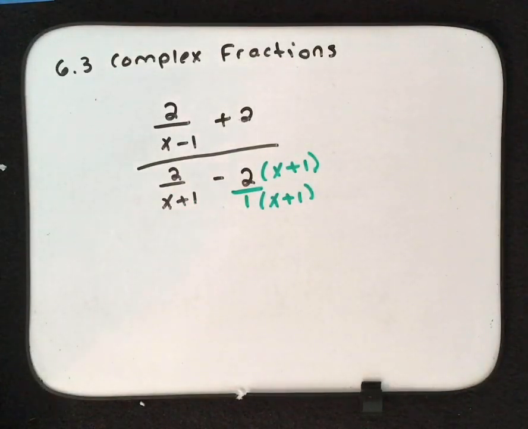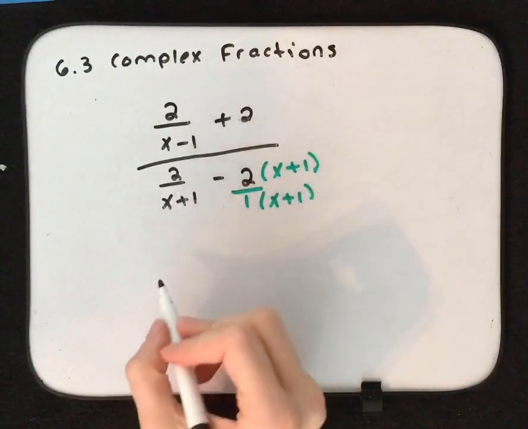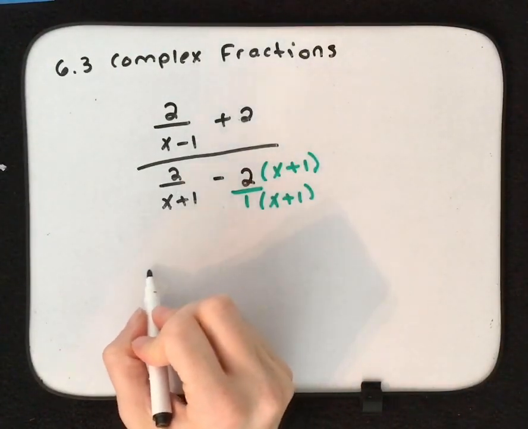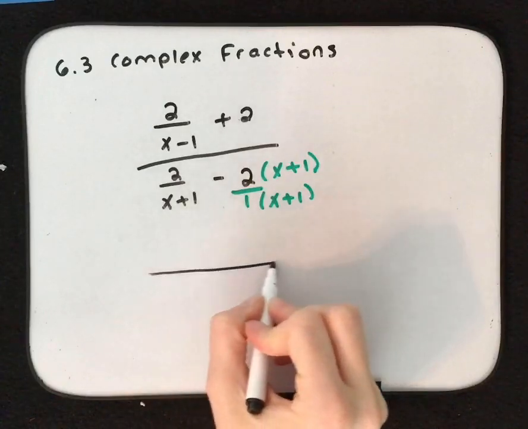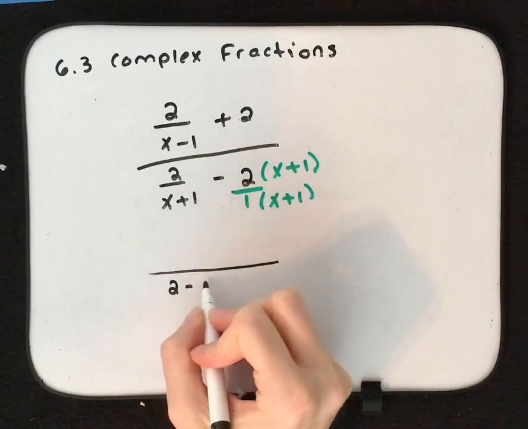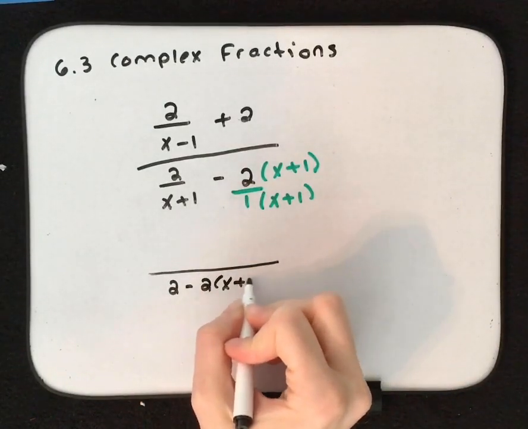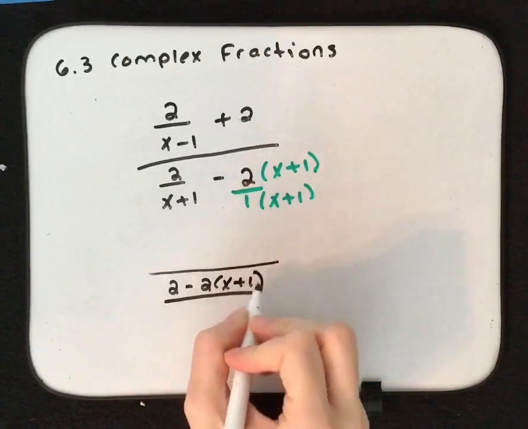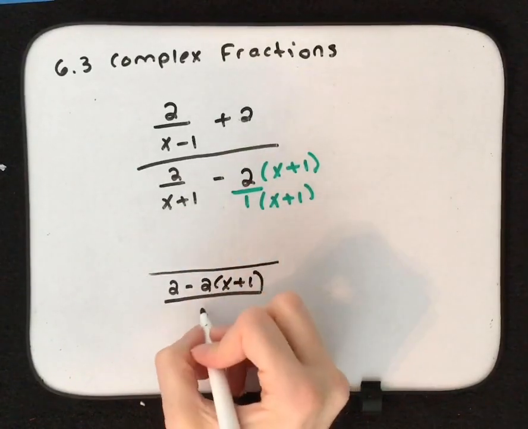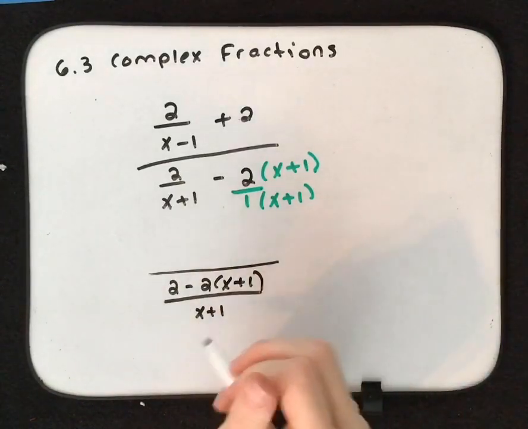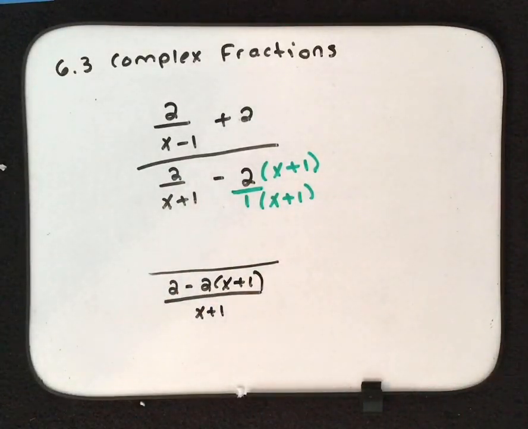So if we multiply, here we'll have in our denominator 2 minus 2 times x plus 1, all over our common denominator of x plus 1. Let's do that same work. Now this time let's do it in the numerator.